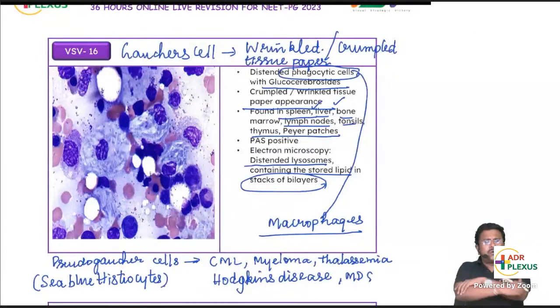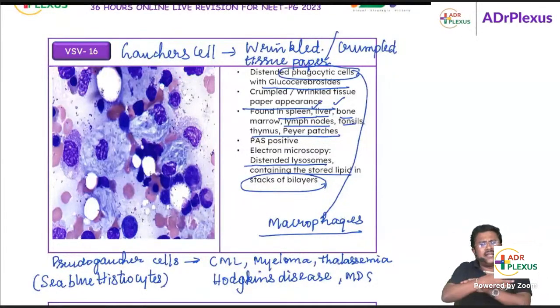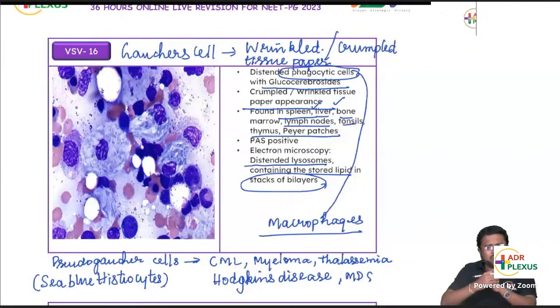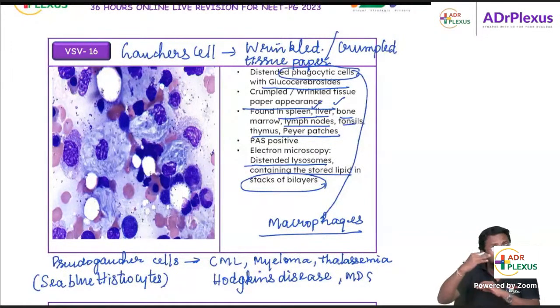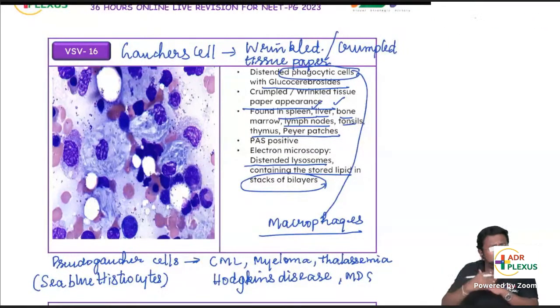Okay, I'll ask you one more question. A child presented with hepatosplenomegaly, the organs are enlarged, and electron microscopy showed zebra bodies. In which condition can you get zebra bodies? Yes, Niemann-Pick disease. Commonly in Niemann-Pick disease, but please remember, it can be seen in other lysosomal storage disorders also, even in Tay-Sachs, and Fabry also. But commonly, please remember, Niemann-Pick disease.